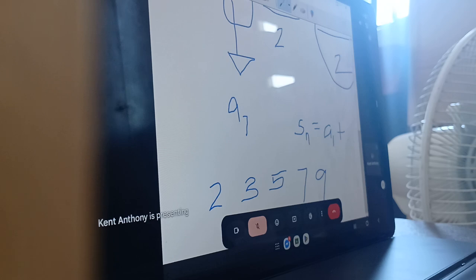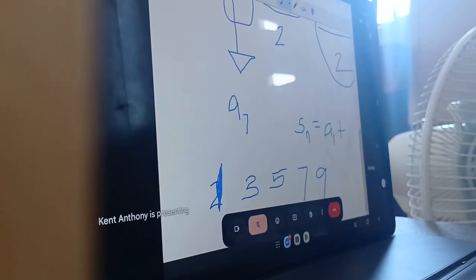Wait, what's the number? It should be 1, wait. Sorry, it is 1, 3, 5, 7, 9. It should be 2n minus 1. My bad, it is 2n minus 1, not 2n minus 9.